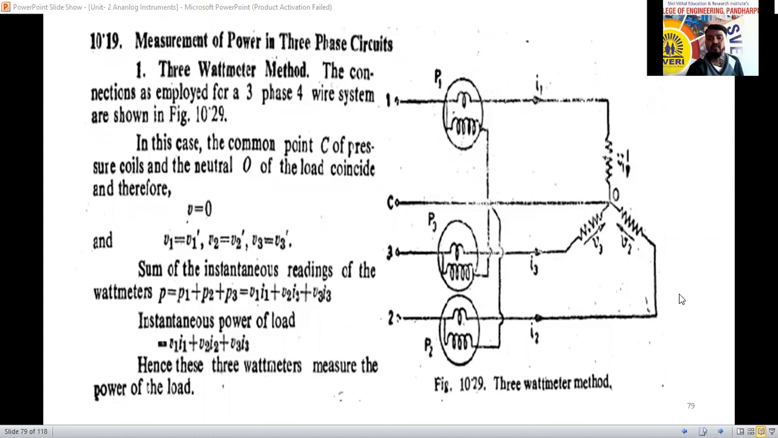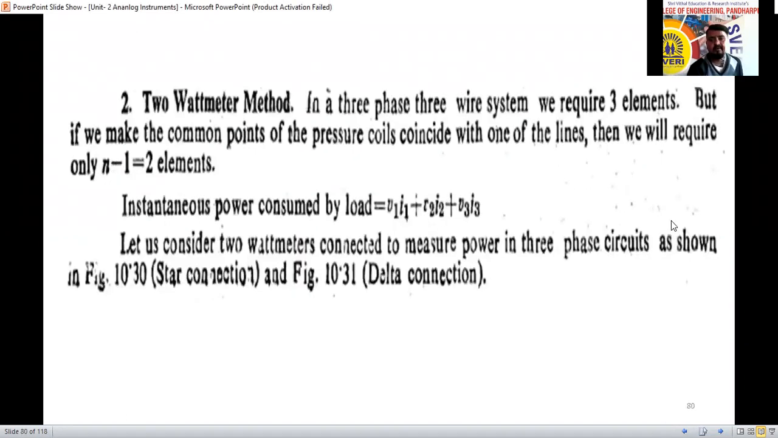We are going to prove that in the next equation. So, the 2 wattmeter method. In a 3-phase 3-wire system, we require 3 elements. But if we make the common point of the pressure coils coincide with one of the lines, I will consider one phase as the common pressure coil point. Then we'll require only n minus 1 elements. If it is 3 phase, 3 minus 1, 2; for 4 phase, 4 minus 1, 3; like that. So 2 elements only are required here.